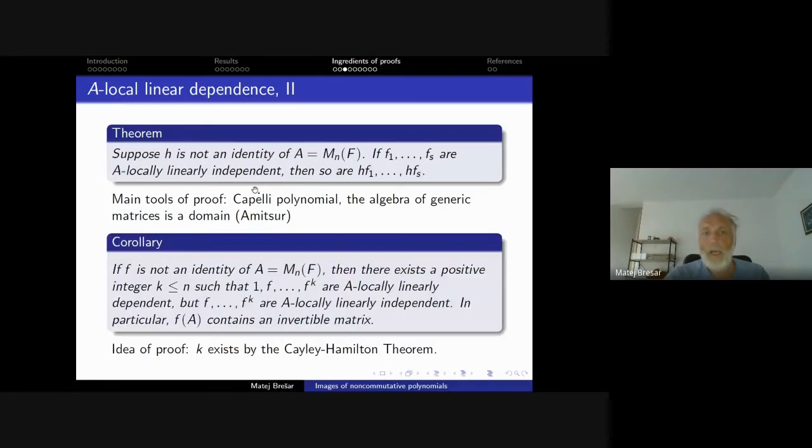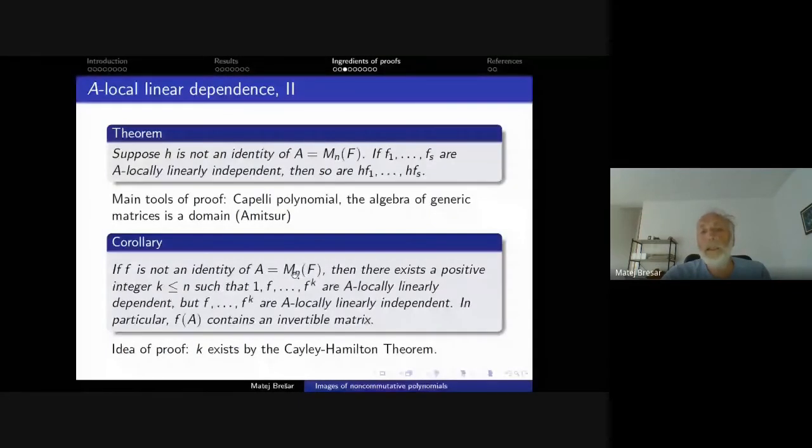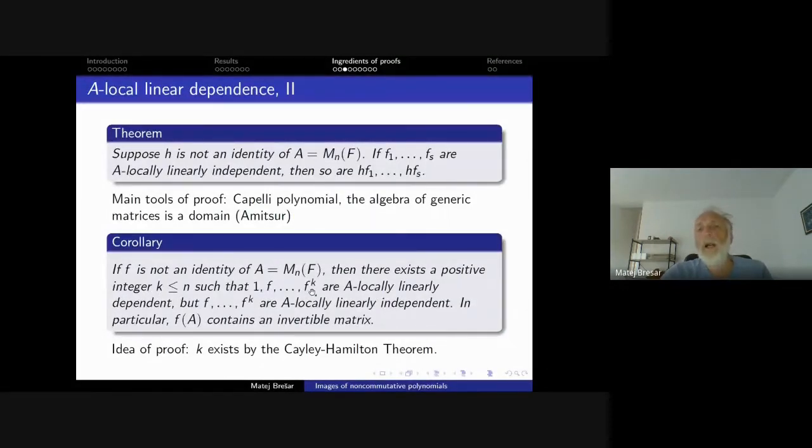So a corollary that is really needed for the main results here is the following one: if we take the matrix algebra and a polynomial f that is not central or an identity, then there exists an integer k such that 1, f, up to f^k are locally linearly dependent, but without f^k they are independent. In particular, it follows that f(A) contains an invertible matrix, which is very important, and it had actually been known before. It is very important for the proofs of the main results.